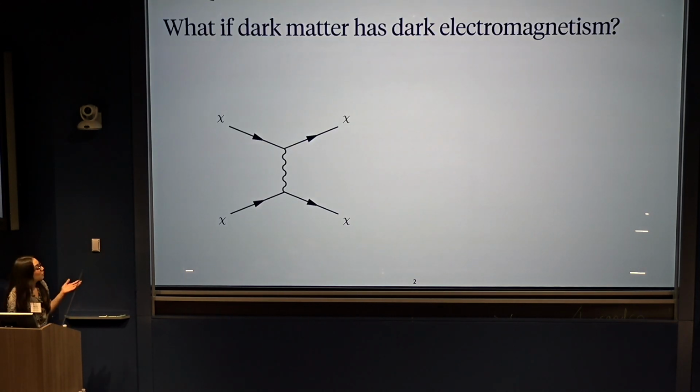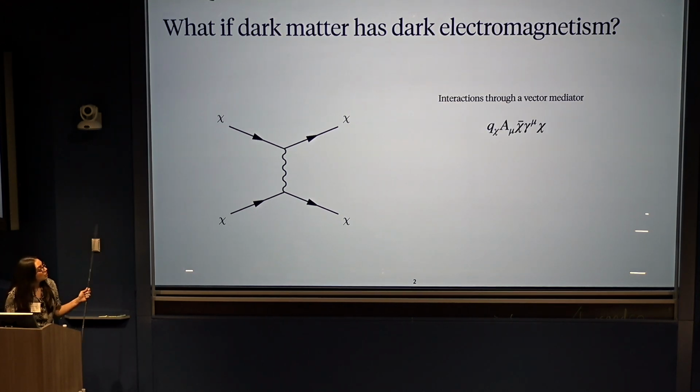So the basic question is just what happens if dark matter has dark electromagnetism? Can we get these plasma-like instabilities similar to what Libby was talking about for in the standard model? And in particular, what happens in this dark electromagnetism to dark matter self-interactions?